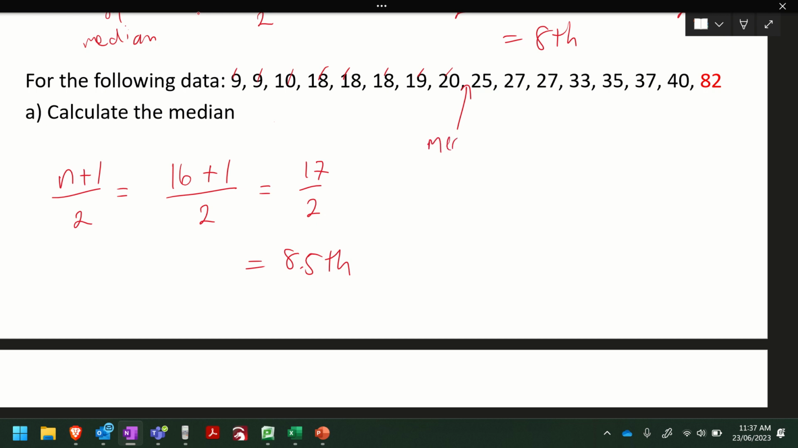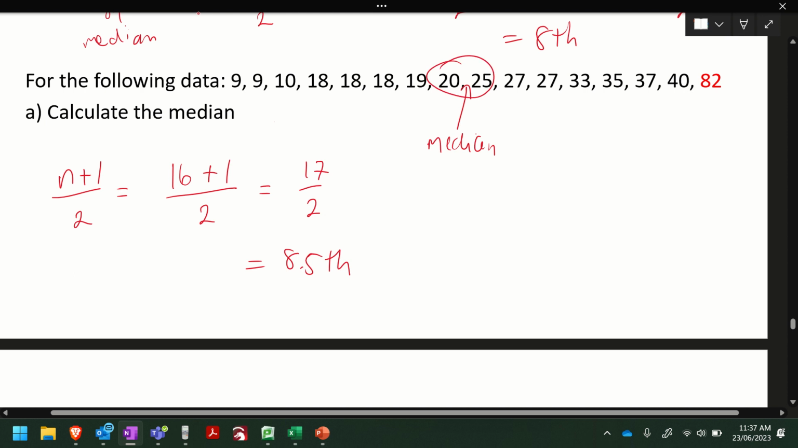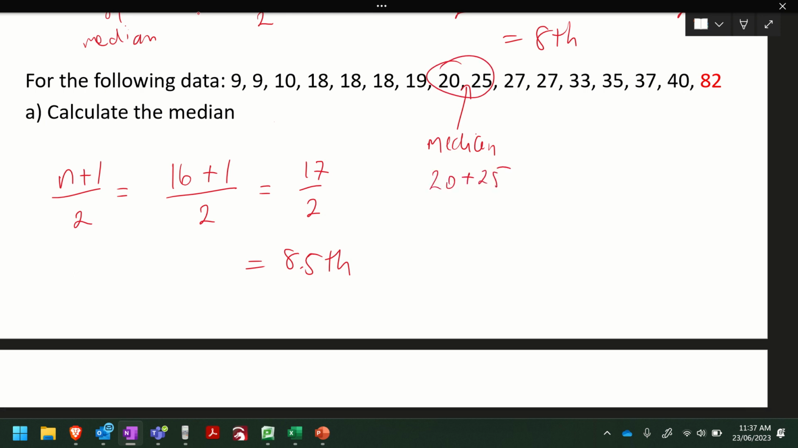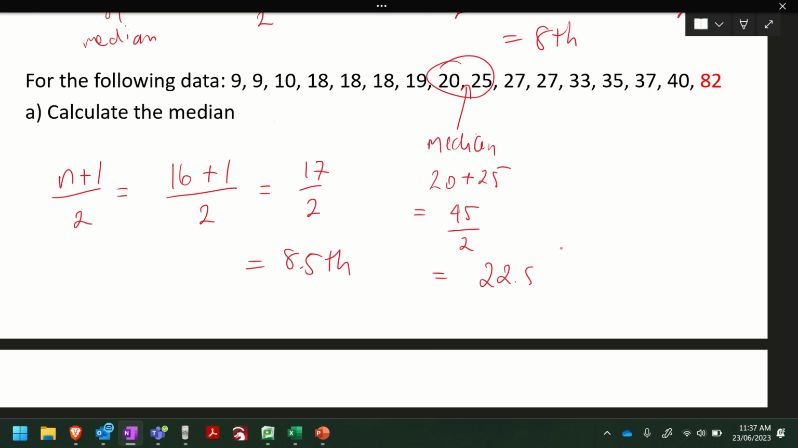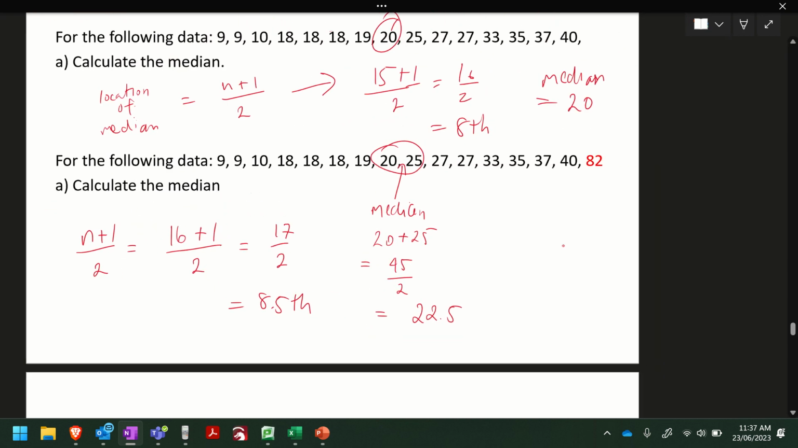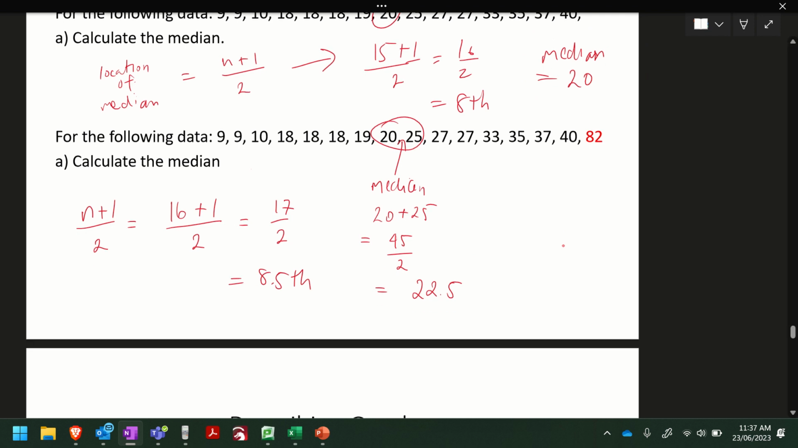Then now we need to calculate that. So we're going to add the numbers 20 and 25. So 20 plus 25 will equal 45, divided by 2, and that will give you the median. 22.5. So that's the median, okay? See how it's different? If you had an odd amount of numbers, the median was 20. Here, because of the uneven amount and there's an extra number, it's moved the location of where the middle number is, which in this case is 22.5.